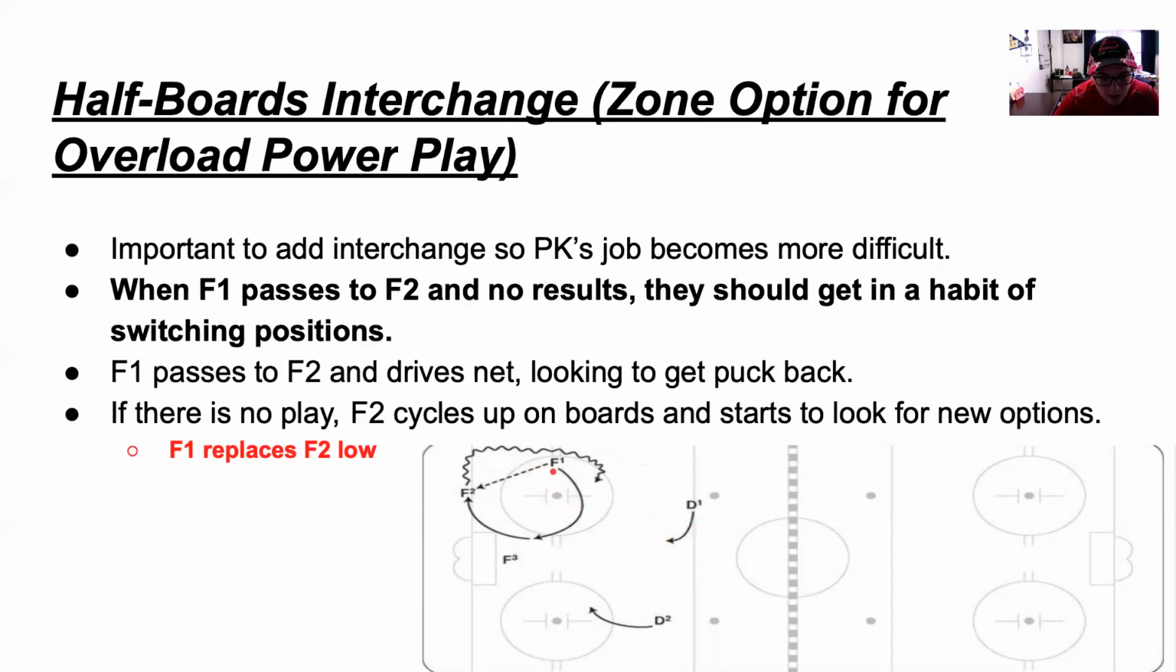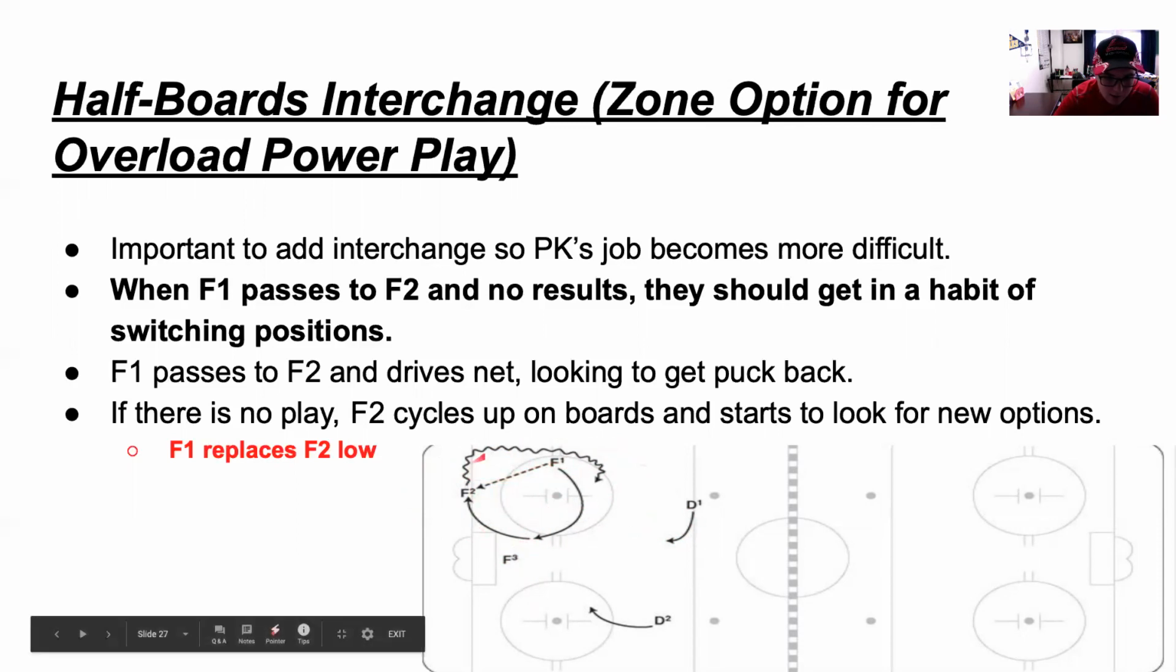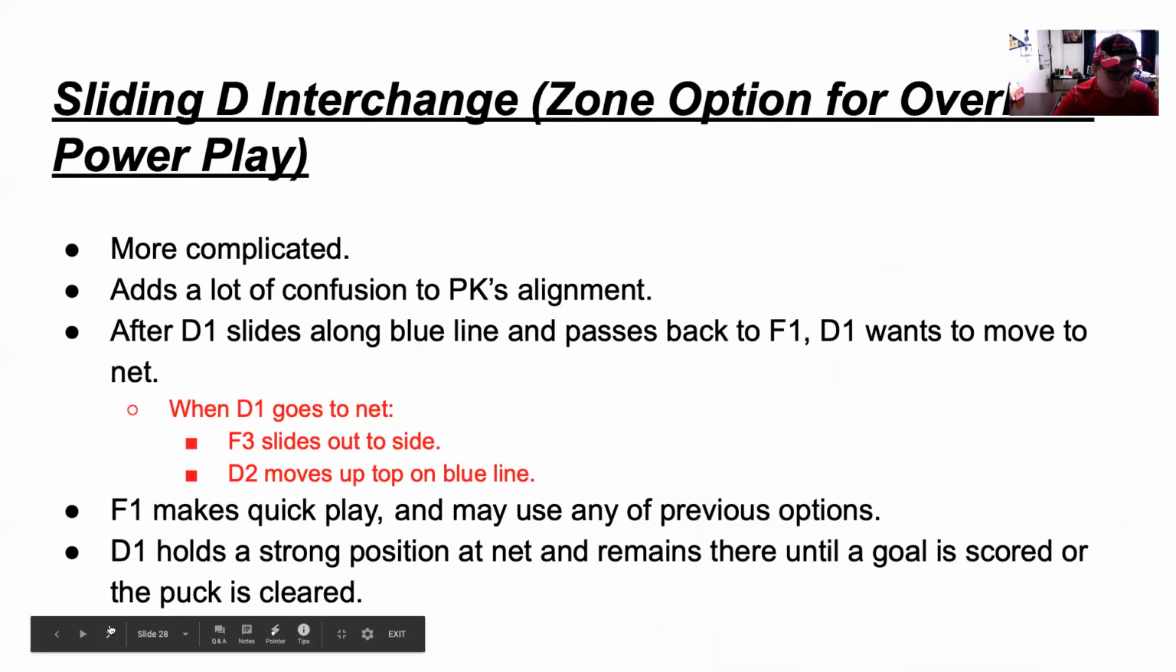But usually in this play, we want F1 to make that quick pass and act like he or she's going to net. F2 is going to come up the boards and then use that back pass, and then F1 is going to come up, and then F2 drives the net. It will be a process, but we'll learn it. And when we do it in practice, it's going to be more simple.